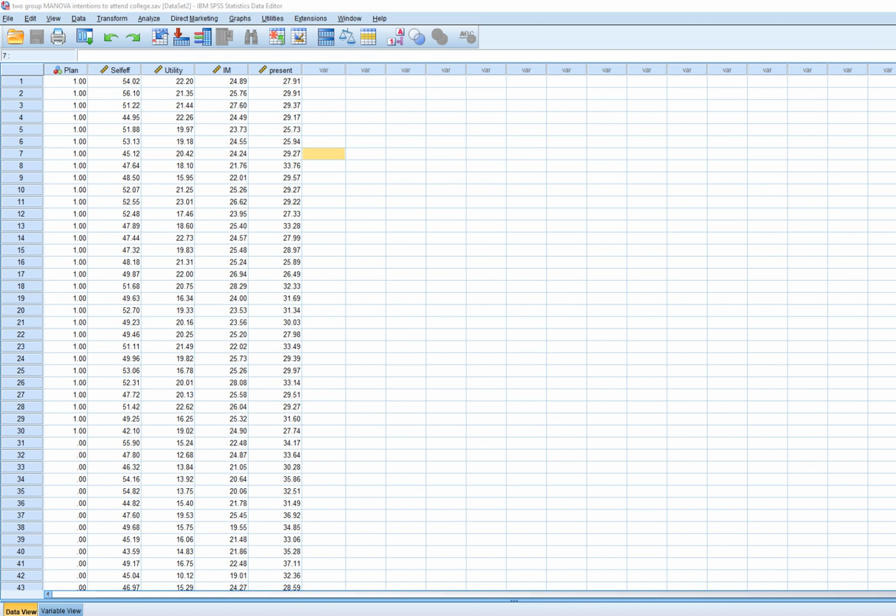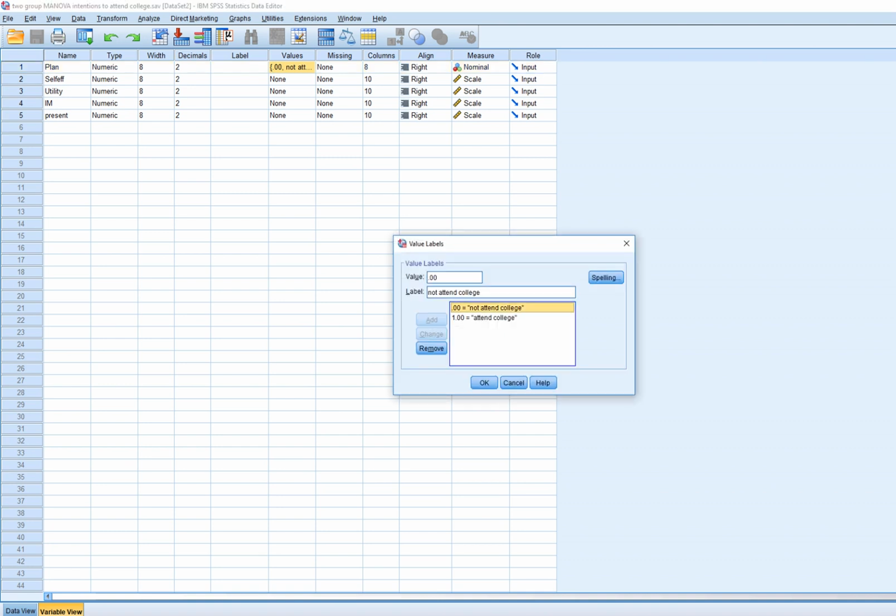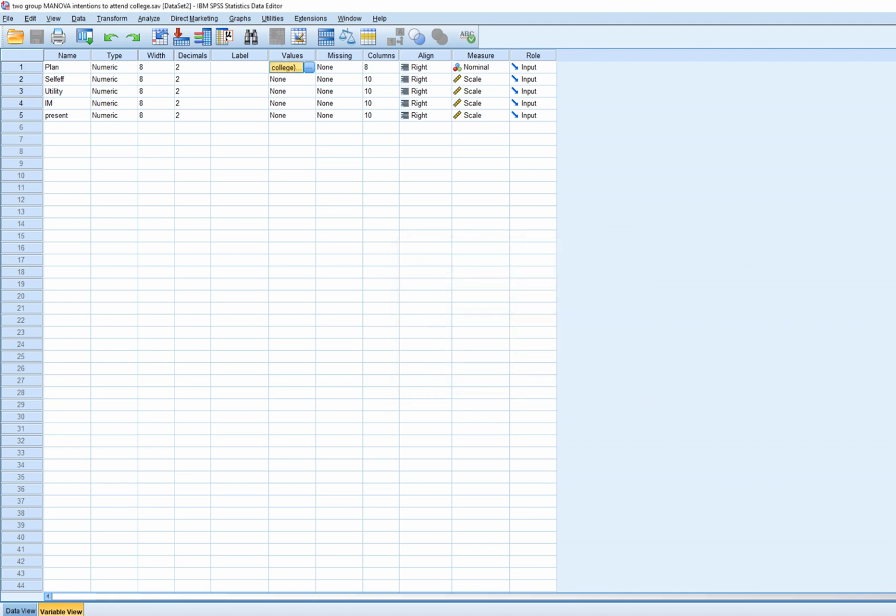So for this particular demonstration right here, we've got a single independent variable with two levels, as I said before. The independent variable is called plan, and it's coded 0 and 1. So essentially what we have is some fictional data that would be collected from a set of high school students concerning their plans or intentions after graduation. So the plan variable is reflecting intentions to attend college or not attend college. So the way it is laid out, a value of 0 reflects an intention not to attend college. A value of 1 reflects an intention to attend college.